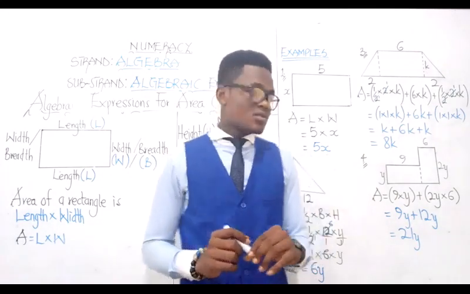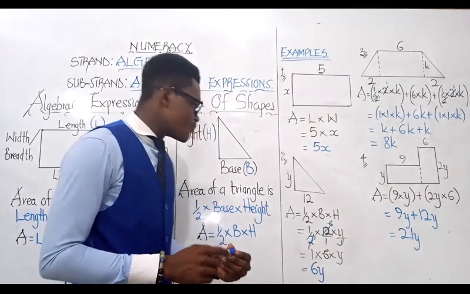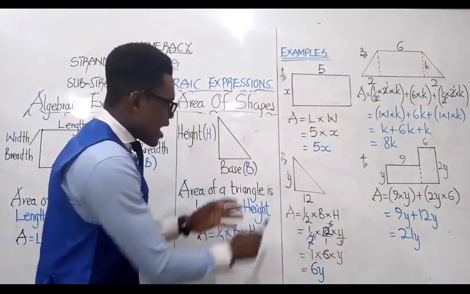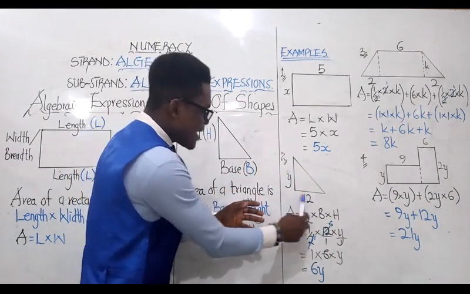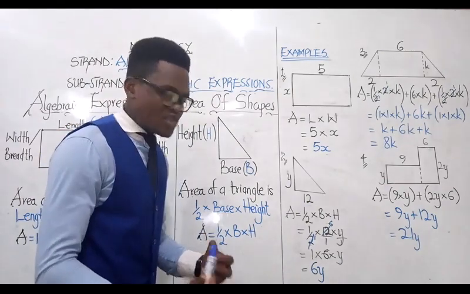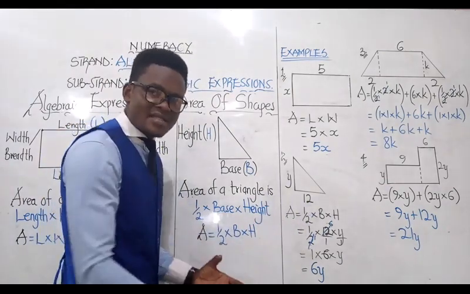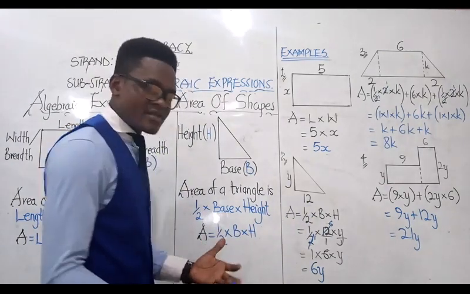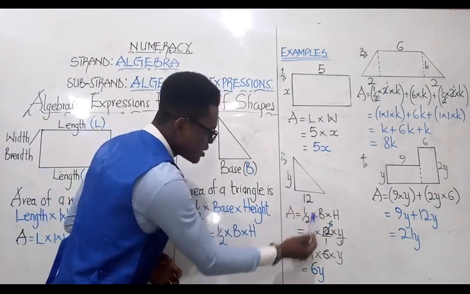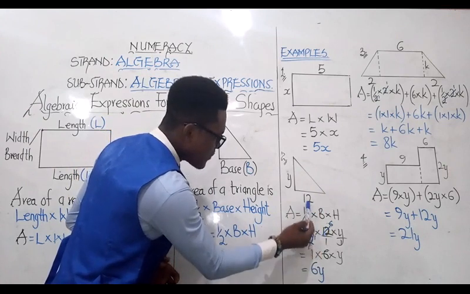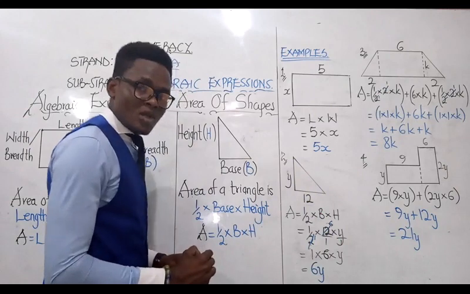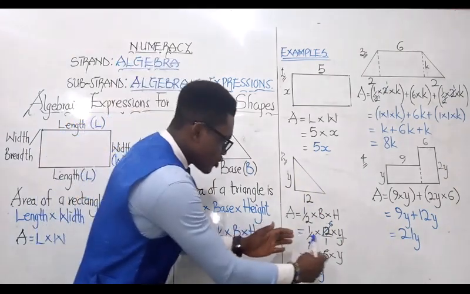3x. Alright, so let's move on to our next example, that is finding the area of this triangle. Our height over here is y, and our base is 12. The formula for finding the area of a triangle is half times base times height. As you can see, our base is 12. So half times our base 12 times our height, which is y. Okay? So from there, we are supposed to simplify this.